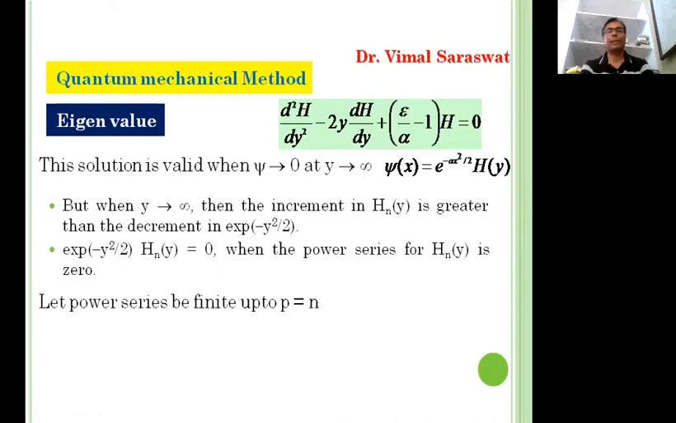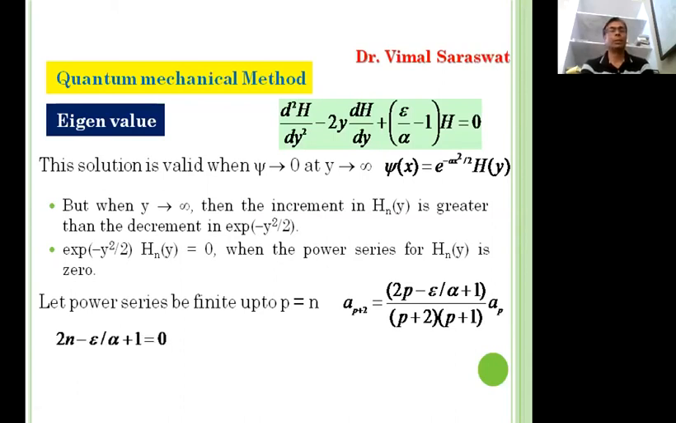Let the power series be finite up to p equals n. Since we obtain a(p+2) is equal to (2p minus E/α plus 1) upon (p+2)(p+1) a(p). So if we substitute p is equal to n, then for the solution of the above equation, 2n minus E/α plus 1 is equal to 0, or E/α is equal to 2n plus 1.